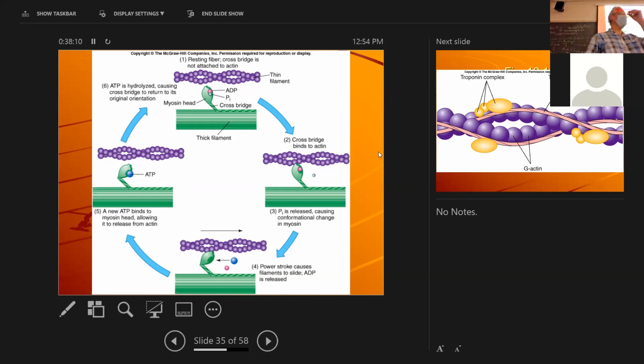This is how myosin pulls the actin thin filaments together. It keeps binding, pulling, releasing, binding, pulling, releasing. Now, when you die, you don't make ATP anymore. So myosin binds and it can't let go. So the muscle gets really stiff. What do we call that? Rigor mortis. And it's explained by the physiology of myosin and actin.